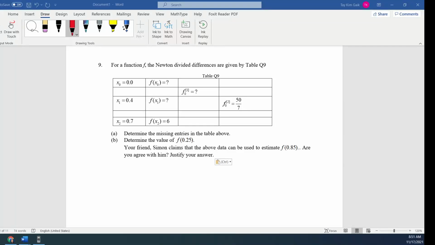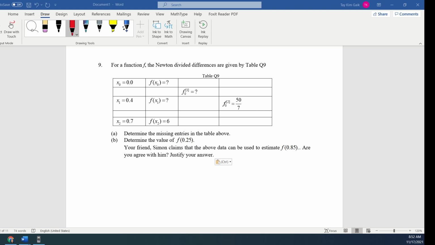Okay, the exercise for question 9. For a function f, the Newton divided differences are given by table Q5 here. You have 3 data points, x equal to 0, 0.4, 0.7, and the y naught is unknown, y number 1 is unknown, and y number 2 is 6.